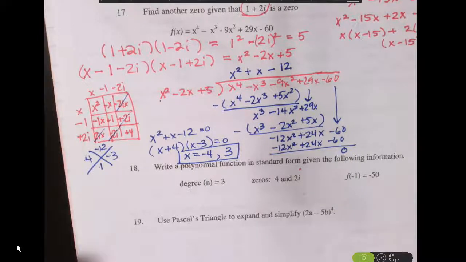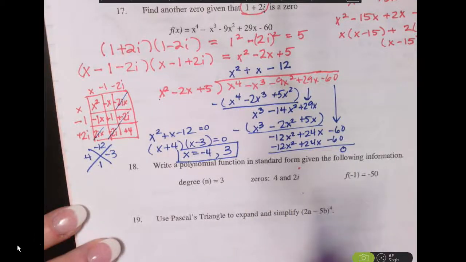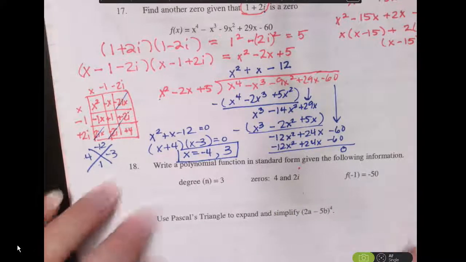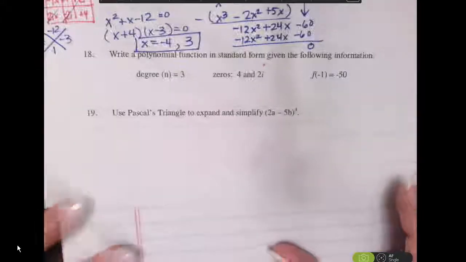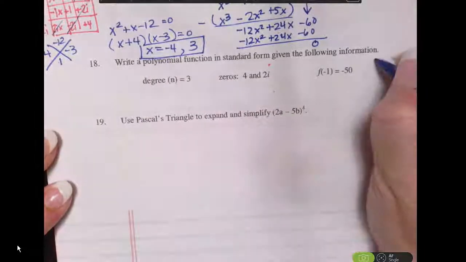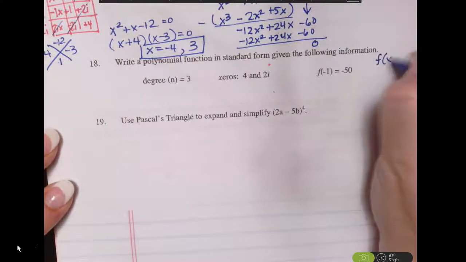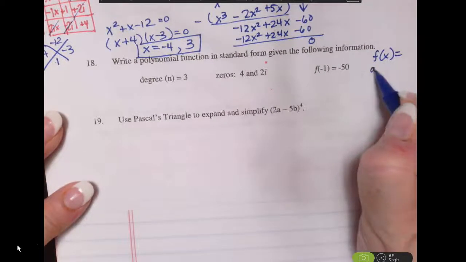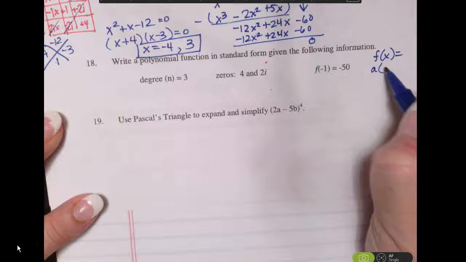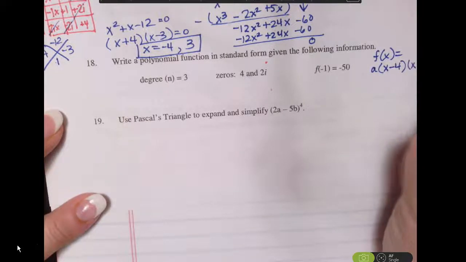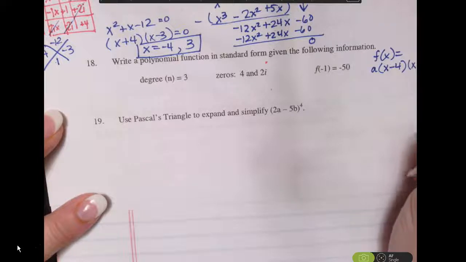And number 18, we want a third degree polynomial with zeros of 4 and 2i, and then we are given an f of negative 1 equals negative 50, and we had one of those in the homework. So we are going to say that our polynomial is going to have some factor a, and then that's going to be times all the other factors. So we have x minus 4, x plus 2i, x minus 2i.